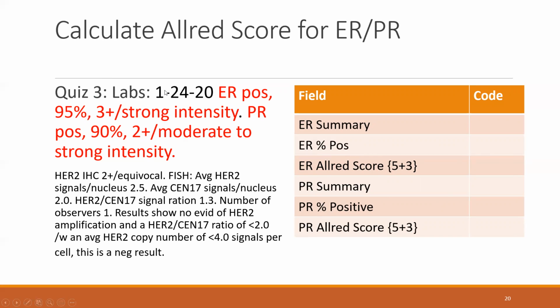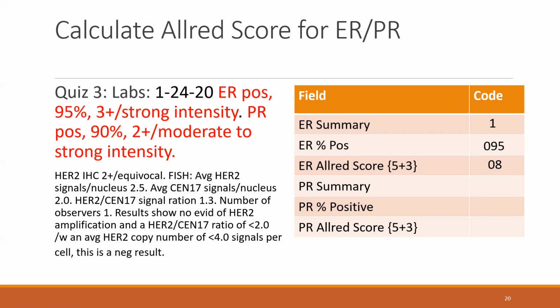So our ER is positive. It's 95% positive, and we have 3+ strong intensity. So our ER summary is positive. It's 95%. And our all red score is going to be the two scores of 5 plus 3, so greater than 67%, and it's strong. So our all red score for ER is going to be 8.